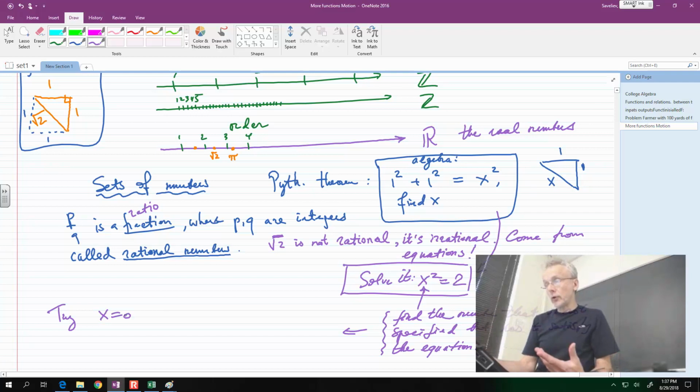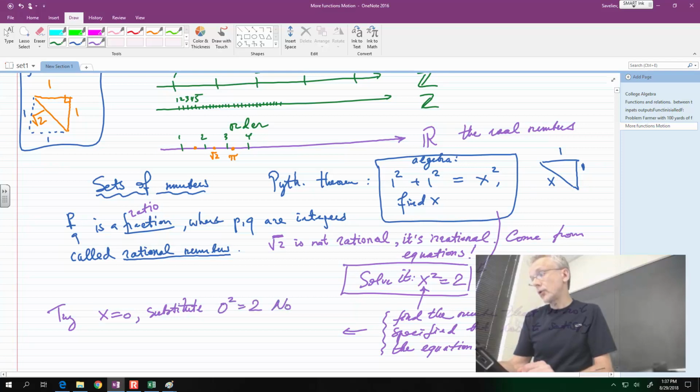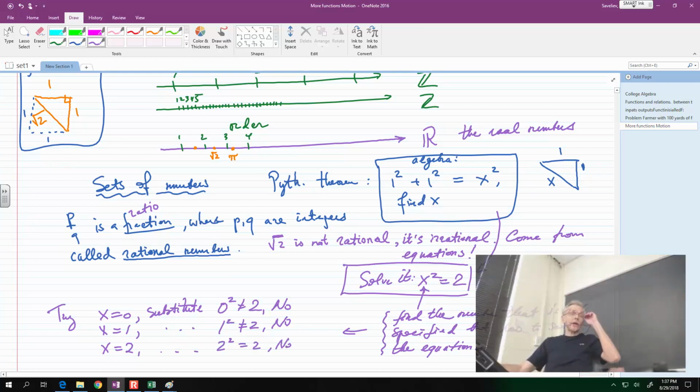What do I do to verify whether or not it is a solution? What do I do with it? Substitute. So 0 squared is equal to 2? No. So 0 is not a solution. Okay, and then I keep going. I try x equal 1, substitute: 1 squared is not equal to 2. Once again, no. I try x equal 2, and on and on and on. 2 squared is not equal to 2. So it will take a while, but that doesn't matter.